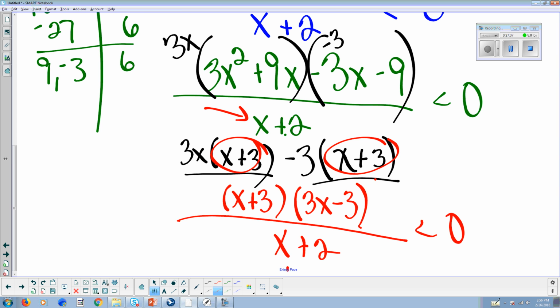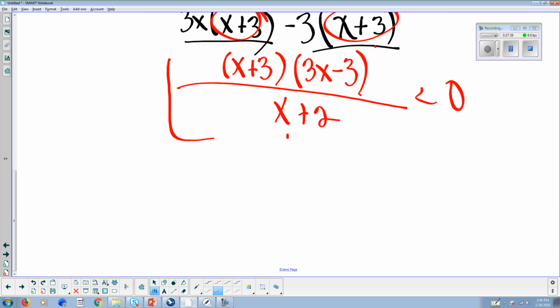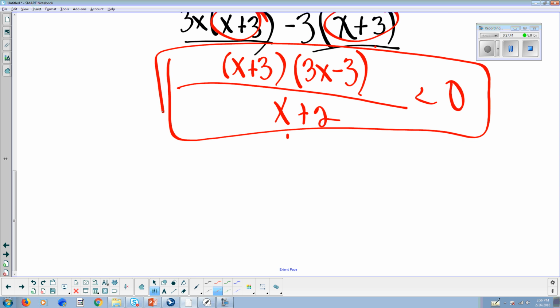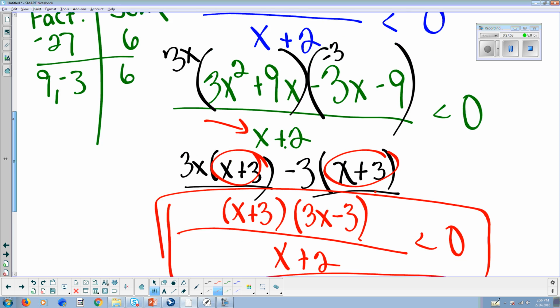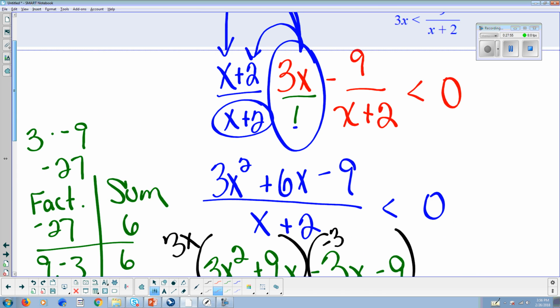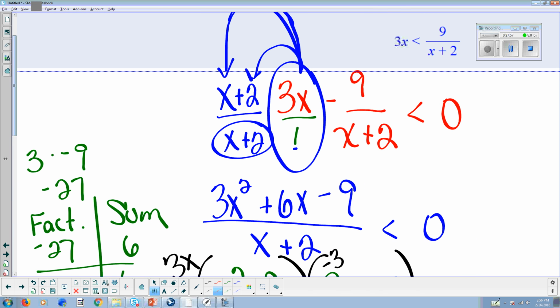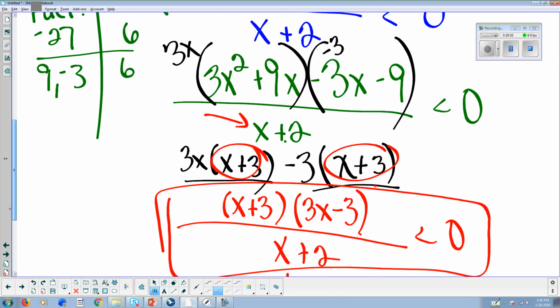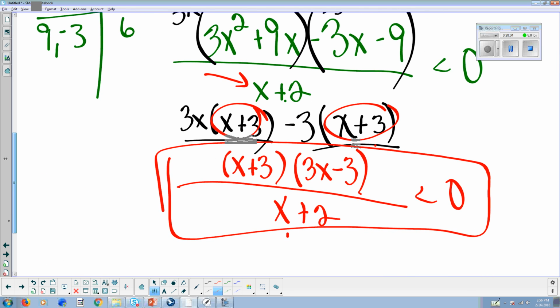Once you get to this point, right here, you create your interval endpoints and test your intervals. So I will stop there. That one's probably the toughest one to get started with, simply because you had to create a common denominator out of something that didn't have a denominator. Excuse me. And you also had to factor it. So that one's probably the toughest one.